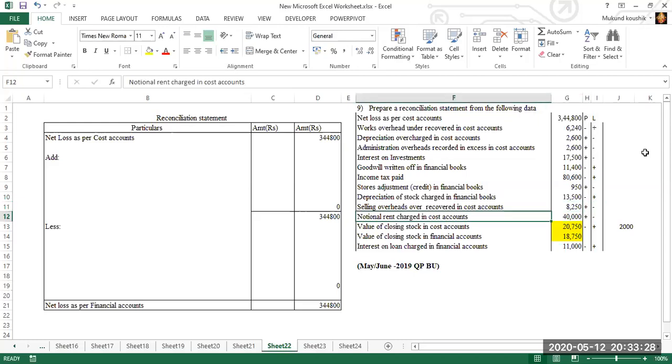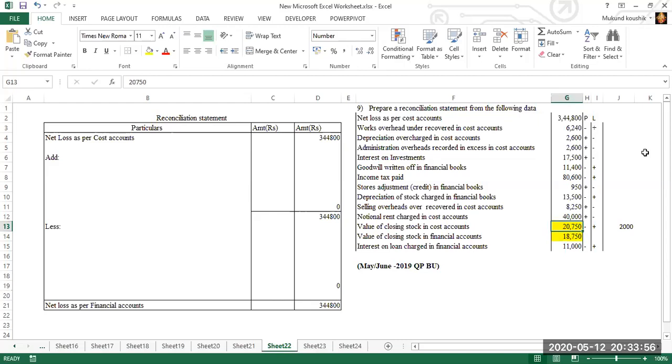Then again, notional rent charged in cost accounts. That is a purely cost accounting item, which we have to add. Since it is a question of loss, now we have to deduct. Then again, value of closing stock in cost accounts and financial accounts they have given. So as per cost accounts it is 20,750, and value of closing stock as per financial accounts it is 18,750. Now in cost accounting, the value is more. That means it is overvaluation of closing stock in cost accounting.